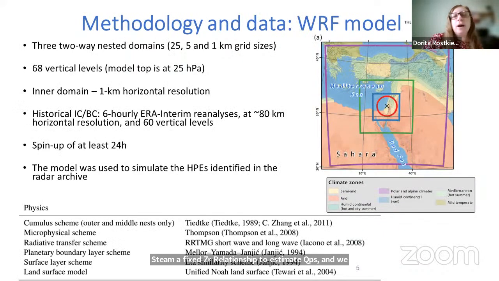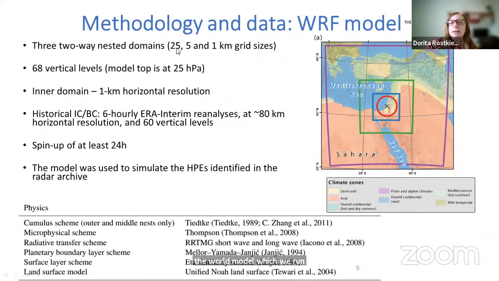On the other side, we have the WRF model, which we run in 3 nested domains at 25, 5, and 1 kilometer grid sizes. We use two-way nesting, 68 vertical levels. The finest domain, as I mentioned, is at 1 kilometer. For historical events, we use the ERA-Interim reanalysis for initial and boundary conditions, spin-up time of 24 hours, and we simulated the 41 high precipitation events that we chose from the radar data. Here you have the summary of the physics schemes that we chose to use.